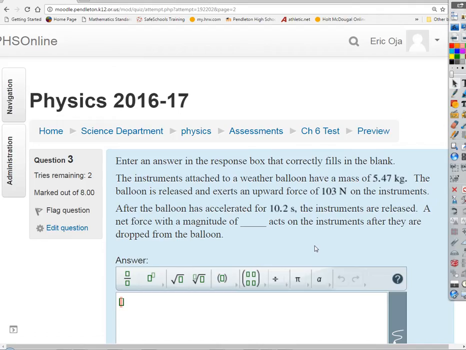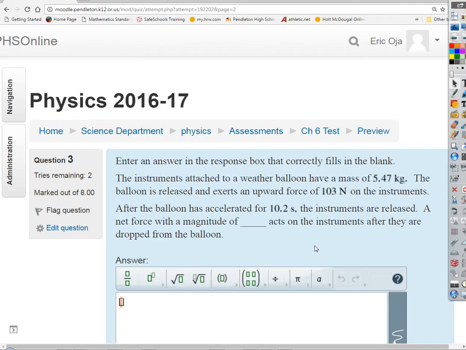Once those instruments are released from the balloon, how many forces are acting on them? Okay, so let's think about this again. We got these instruments attached to the balloon. The balloon takes off, and it's pulling the instruments up in the air, right? Then there would be how many forces acting there? Two. What would they be? You get force of gravity down, aka weight, and then the lifting force up, right?